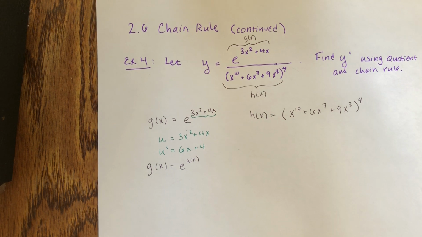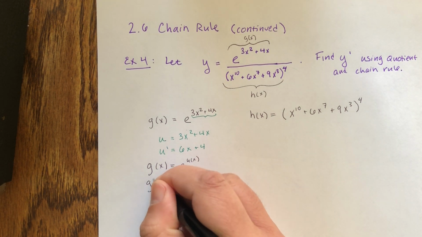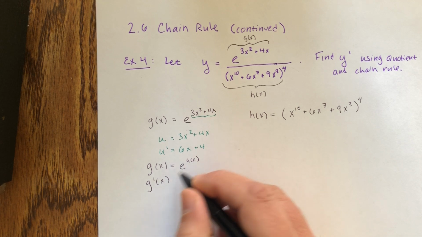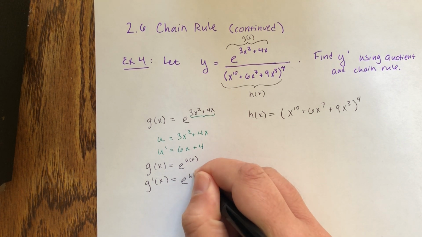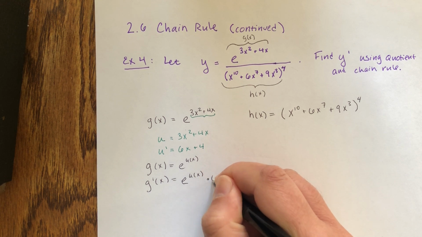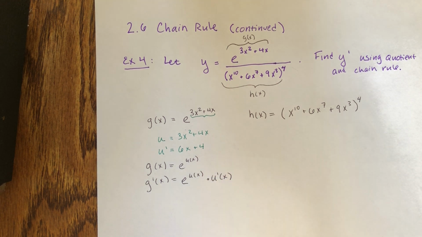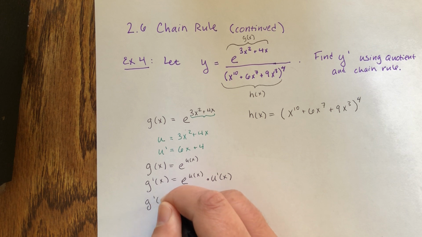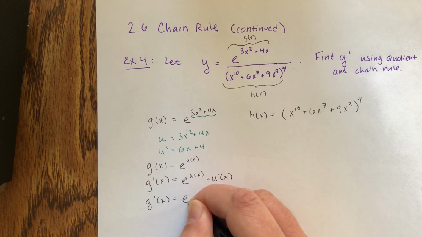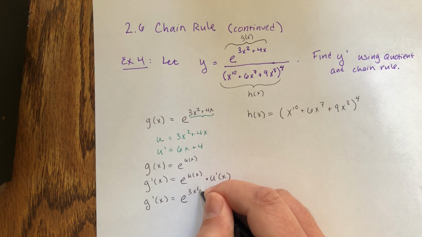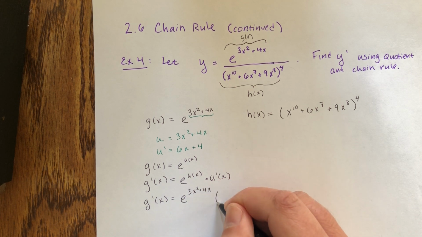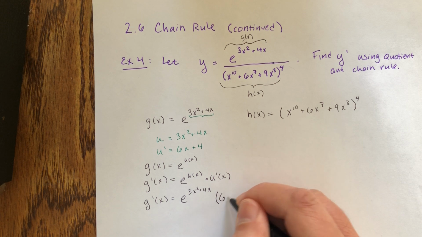And so I rewrite our original g function in terms of u, and by the chain rule, to take the derivative of that, I take the derivative with respect to u first. So the derivative of e to the u with respect to u is just e to the u again, but then I need to multiply that whole thing by u prime. All right, and plugging everything in, I get that my derivative is going to be e to the original exponent power, e to the 3x squared plus 4x power, times u prime of x, so times 6x plus 4.